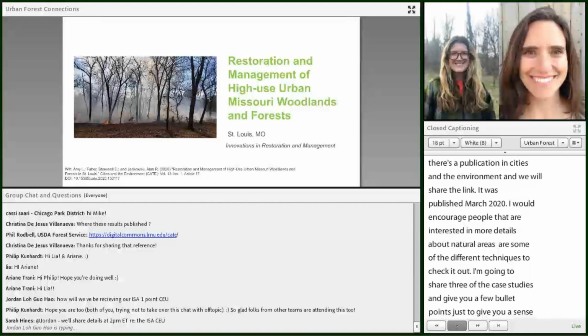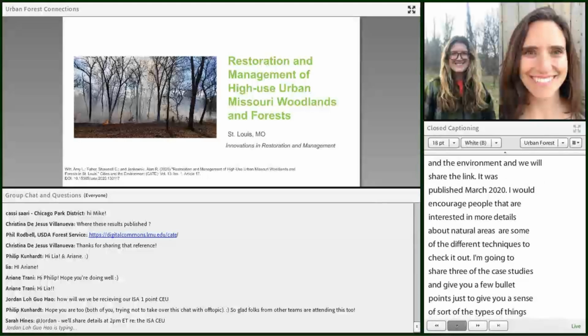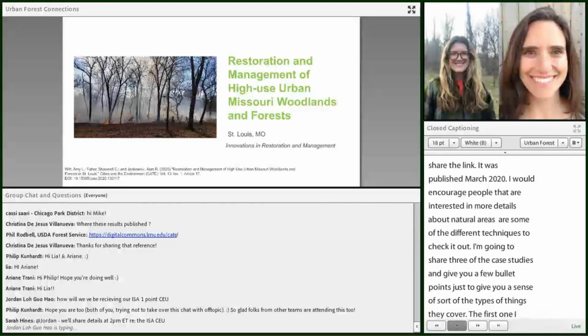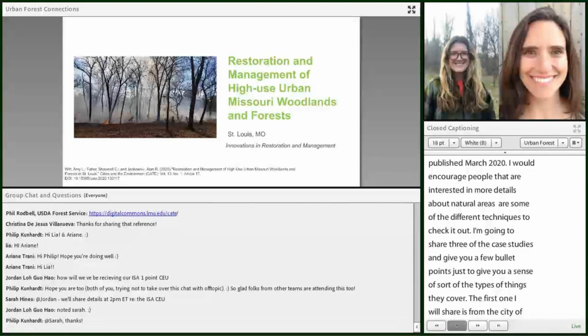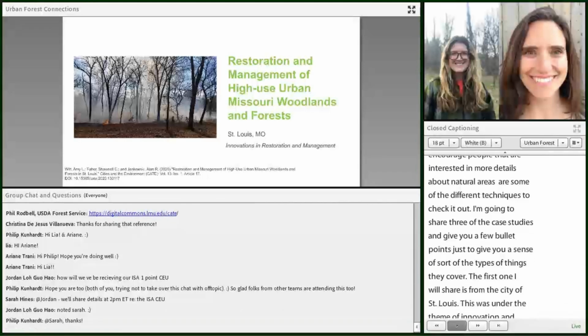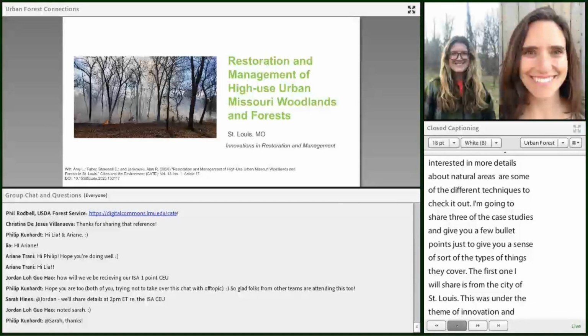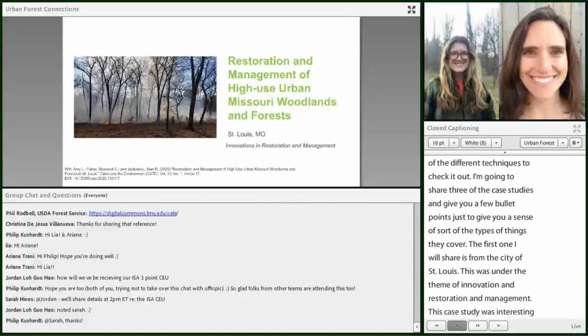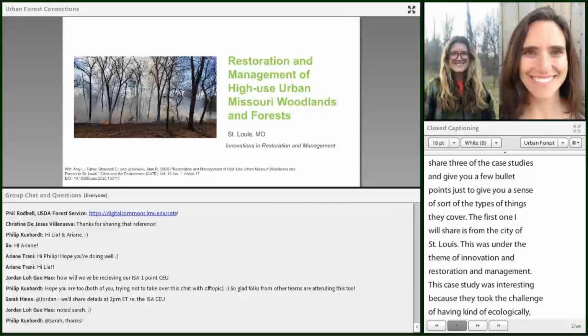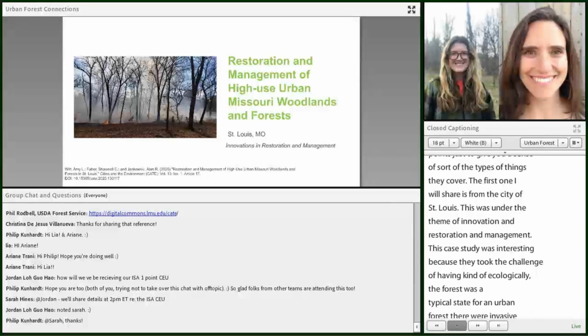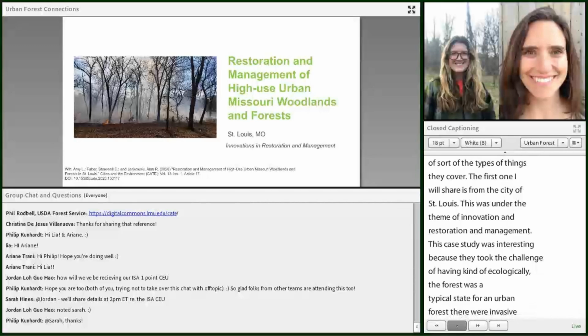So the first one I'll share is from the city of St. Louis. And this was under the theme of innovations in restoration and management. And this case study was really interesting because they took the challenge of having, ecologically, the forest in a typical state for an urban forest. There were invasive species. It was over-mature. And they really reached into their toolbox and came up with a lot of innovative approaches.